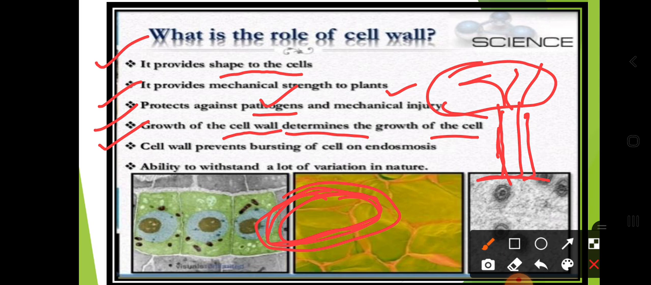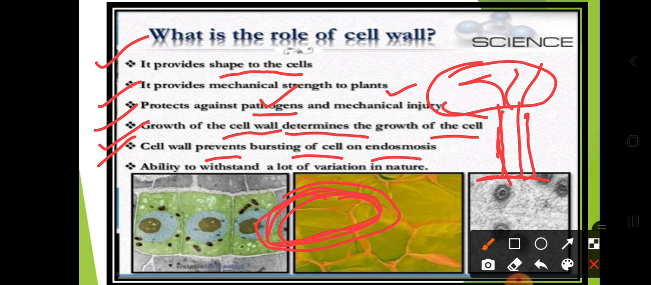The next role is that the cell wall prevents the bursting of the cell on endosmosis. The endosmosis process is where the solution is transferred from outside to inside. So what is the cell wall doing? It prevents the bursting of the cells. It takes care of the cell body, providing mechanical strength during the endosmosis process.